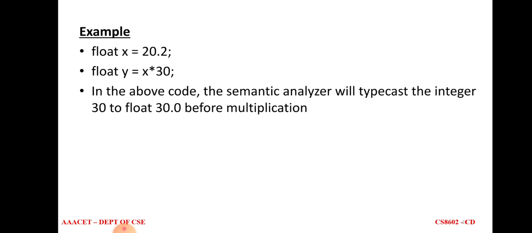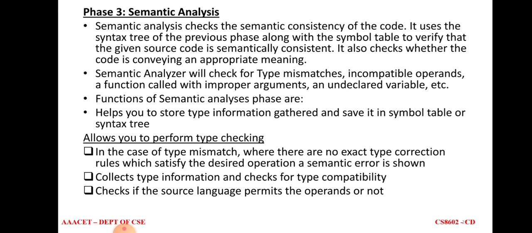Here 30 is an integer number and x, which is 20.2, is float. So we can't multiply a float number by an integer number. So before performing the operation of this statement, the semantic analyzer performs the type checking operation by using the typecast operator, which means we have to convert the integer number 30 into a float value before multiplication. This operation is done by the third phase of the compiler, that is the semantic analysis phase.